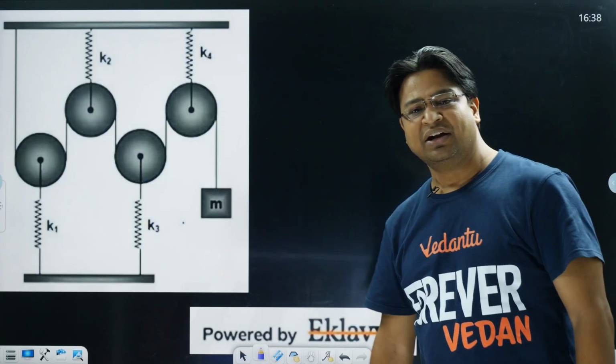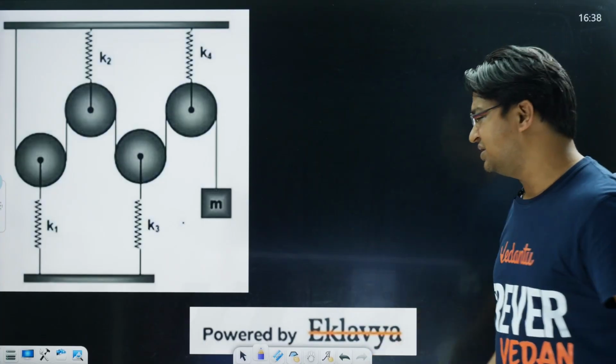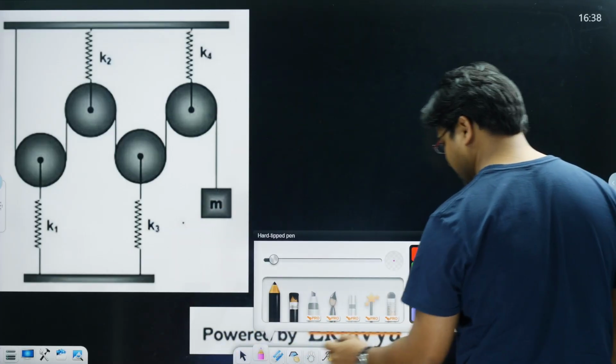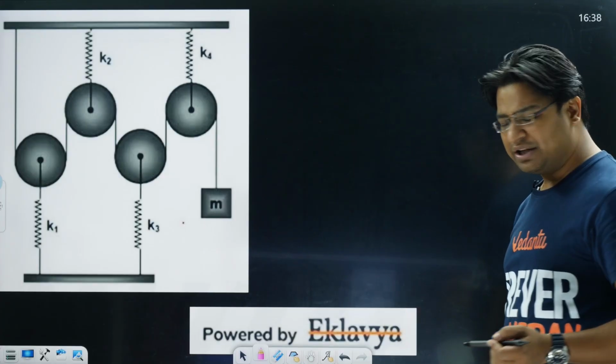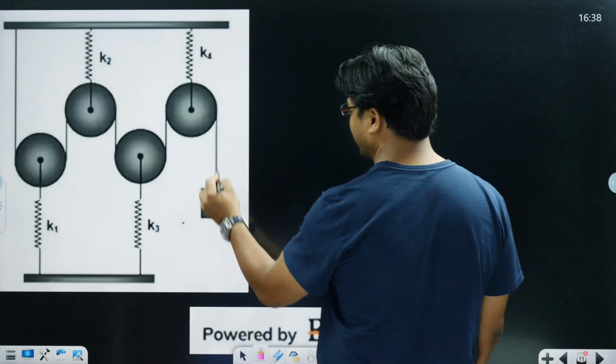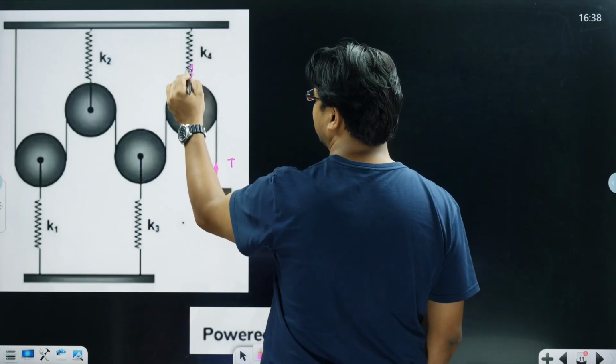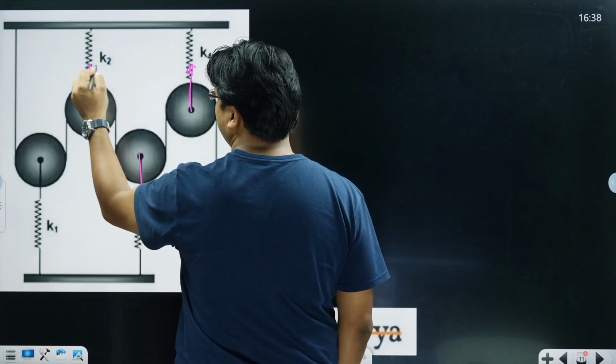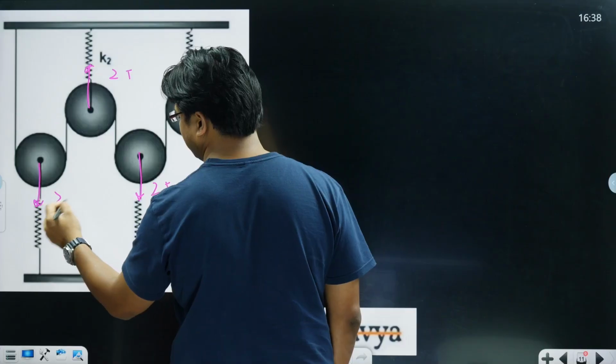Okay, so here again, conceptually it is still the same. This place is fixed. We have a single mass. Let's do it directly now; I think you've practiced enough. If you assume the force here as T, then the force here will be 2T. Here also it will be 2T. We can clearly see that. Here also it will be 2T, and here also it will be 2T.